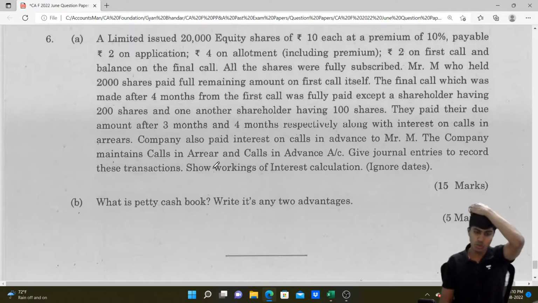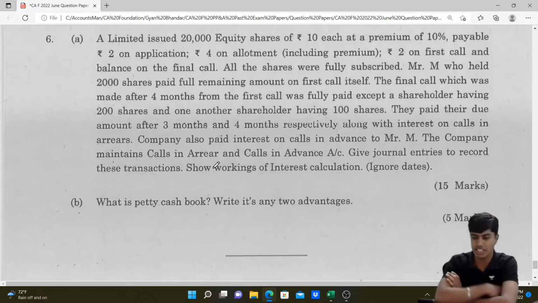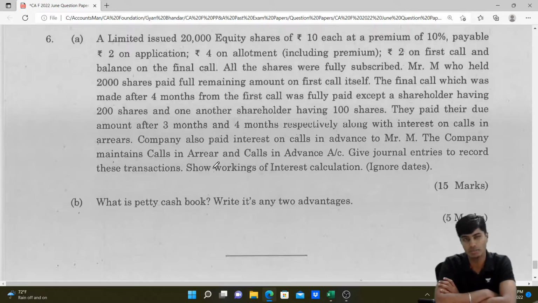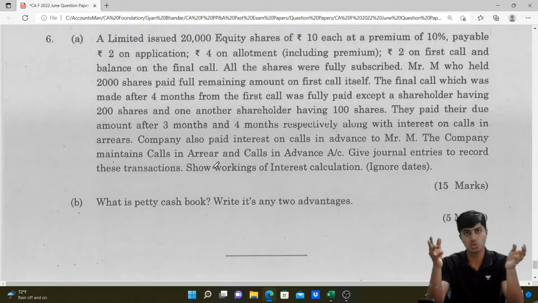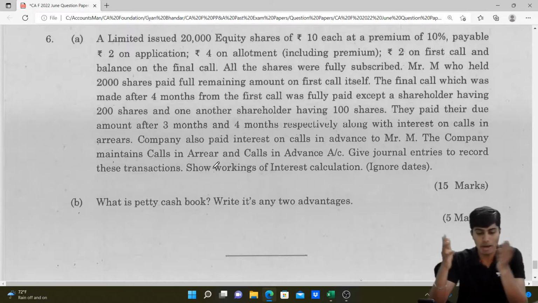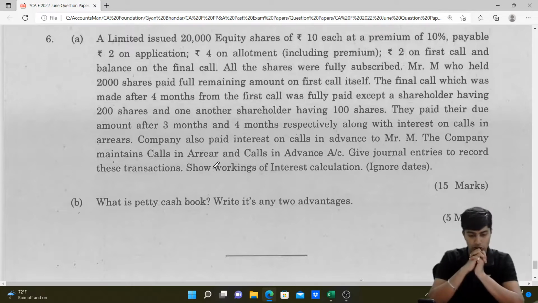A Limited issued 20,000 equity shares of rupees 10 each at a premium of 10%, payable on application. So, rupees 2 on application, 4 on allotment. 4 on allotment includes premium of rupees 1. So basically 3 rupees towards nominal value, 1 rupee towards premium, and 2 on first call and balance on final call. So 2 plus 3 plus 2, that comes down to 7 rupees. So balance 3 rupees will be on final call. All the shares are fully subscribed.